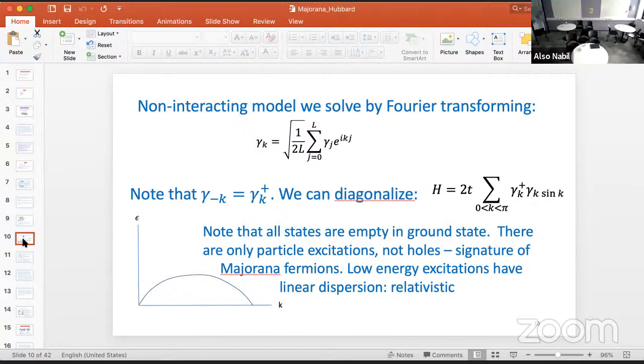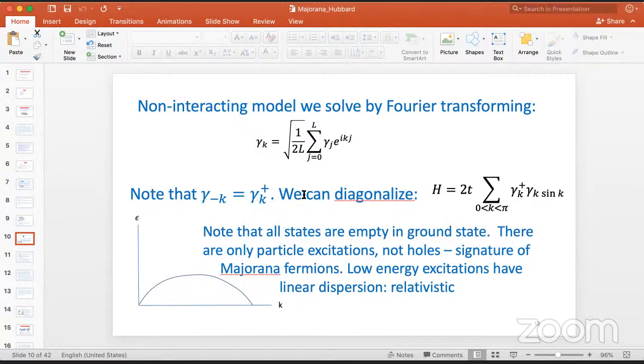Good. Okay. So a non-interacting model we can solve quite easily. We can just Fourier transform. Notice, however, that gamma k is not Hermitian, even though gamma j is. But gamma minus k is gamma k dagger. So we can diagonalize and restrict ourselves to positive k. The Hamiltonian becomes 2t times the sum over k from 0 to pi of gamma k dagger gamma k times sine k.